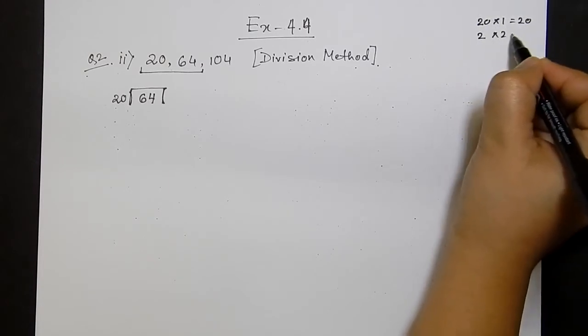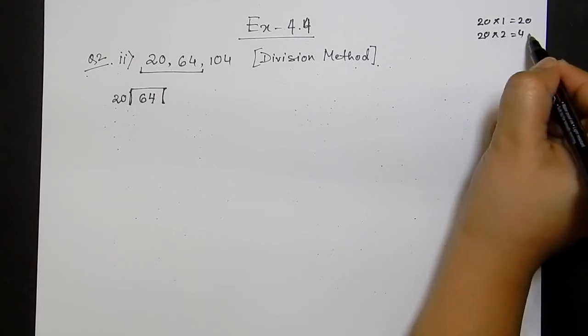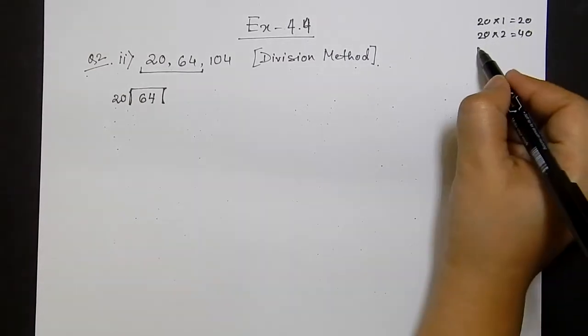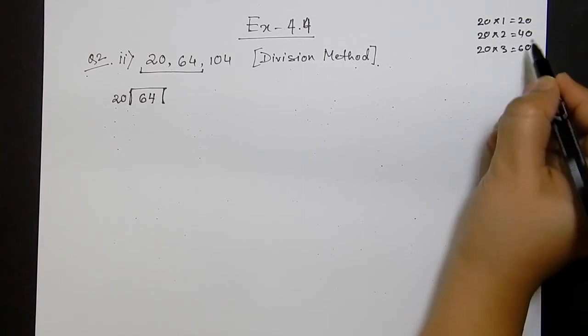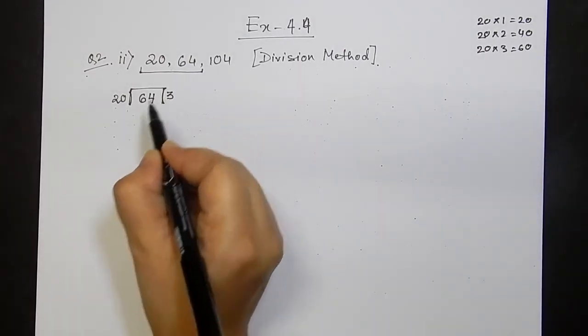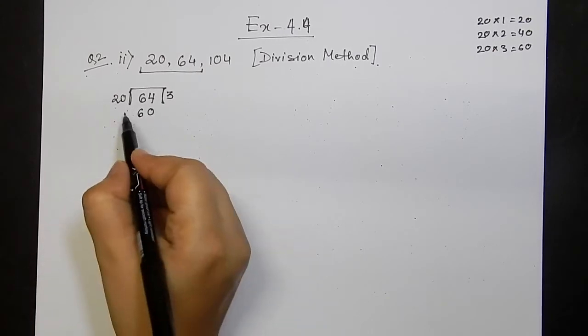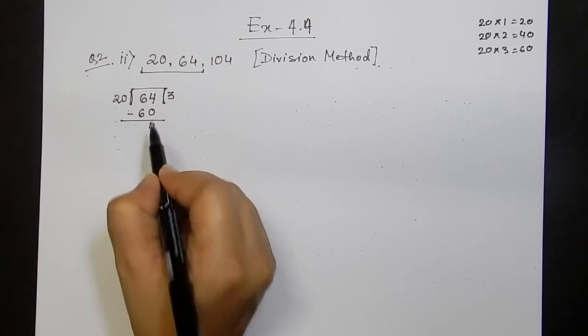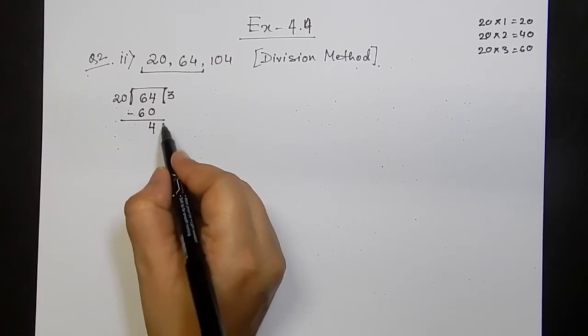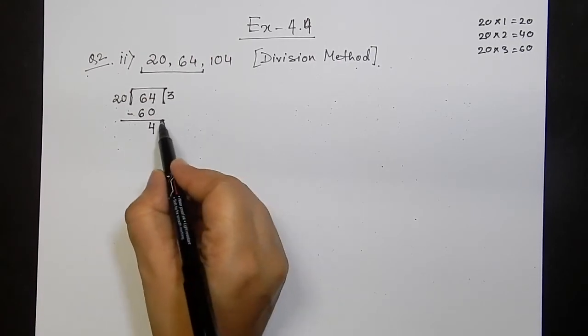2 into 2 is 4. 20 into 2 will be 40. So in this way, 2 into 3 is 6. So 20 into 3 will be 60. So I will give here 3s are 60. Now please pay attention. After this subtraction, since the remainder is not 0, I have to continue division.